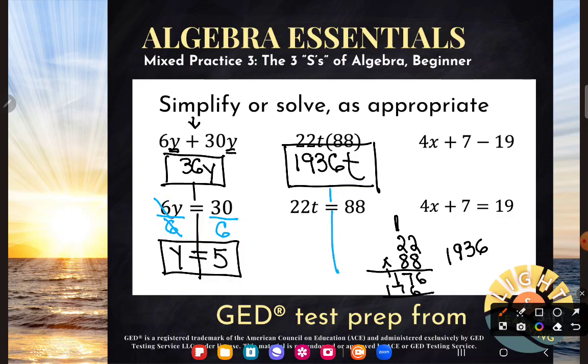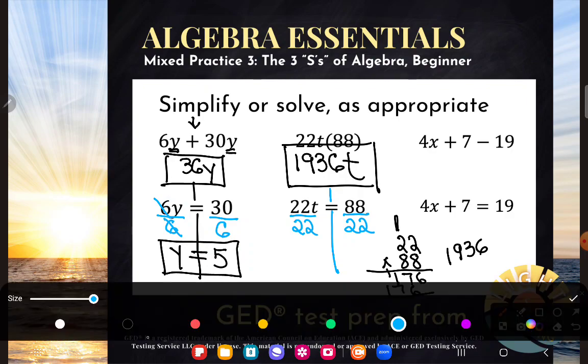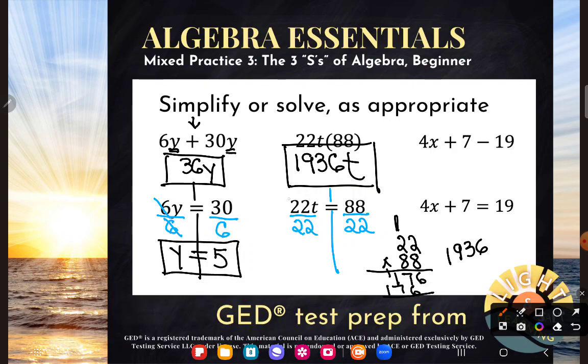In order to get t alone, we'll get rid of 22 by doing the opposite. 22 is multiplying t, so we'll divide by it. We can do that because we're keeping the two sides equal by doing the exact same thing on the other side. And now let's see what happens. Multiplying by 22, dividing by 22, cancel. Hey, t's alone. And I know what t is equal to.